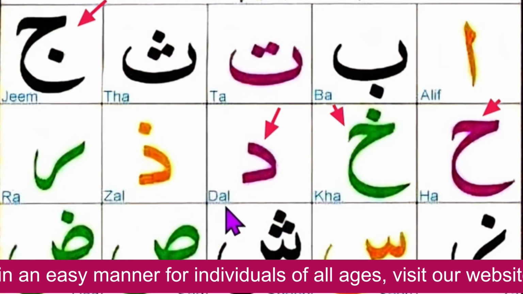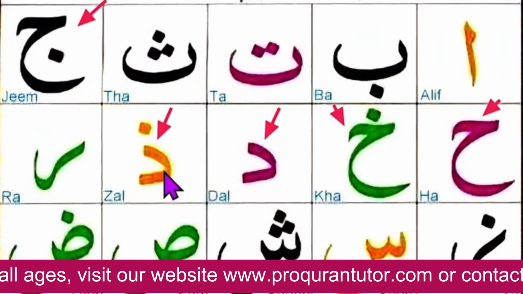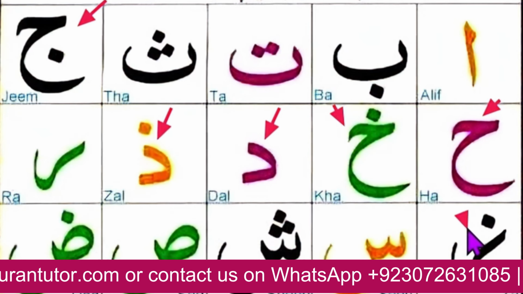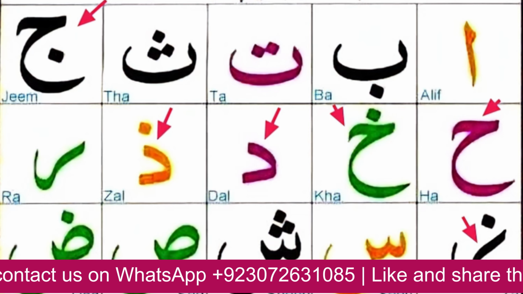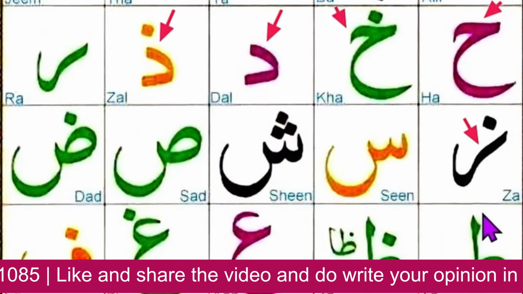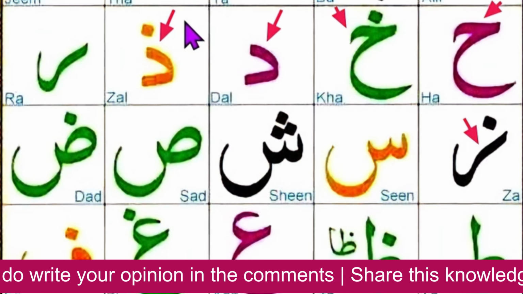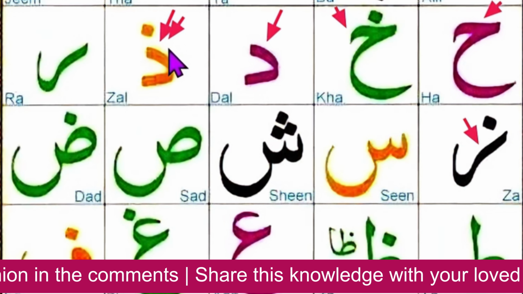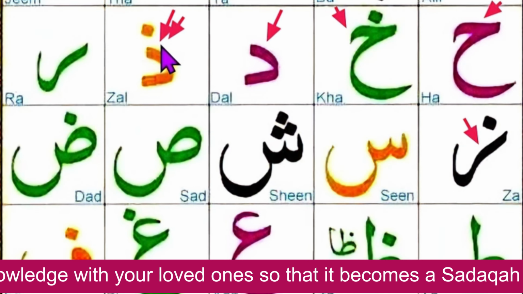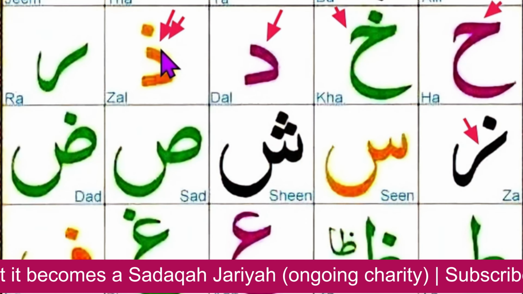Dal. And then we have Zal. Here we have two letters, and in the beginning they do not have the same sound. This is Za, but here we have Zal. So how to pronounce it? Touch the tip of the tongue with the edges of the upper two teeth. Zal, with a soft voice.